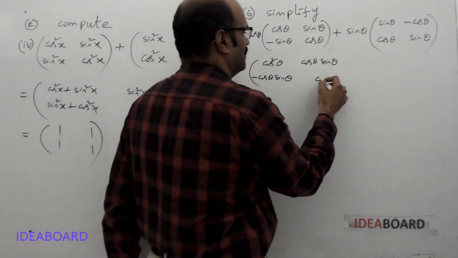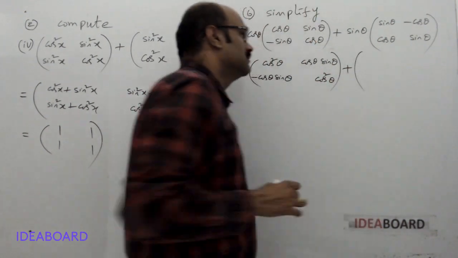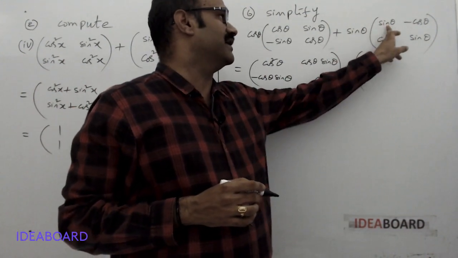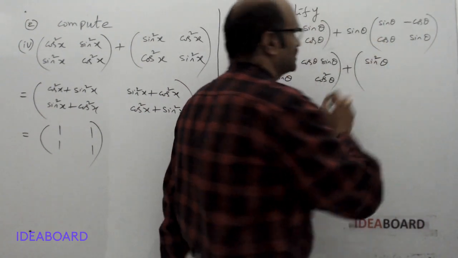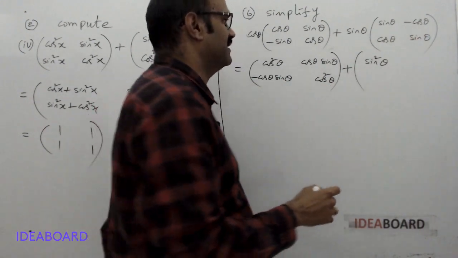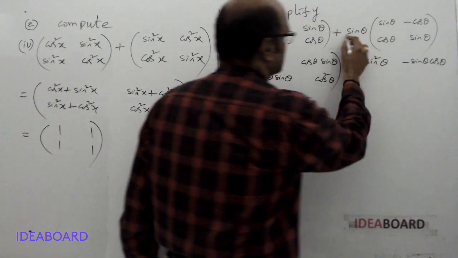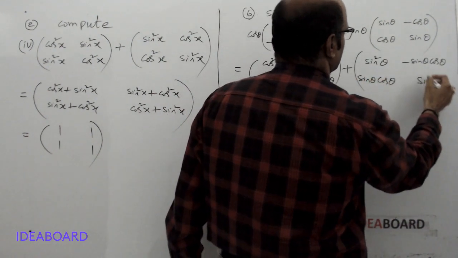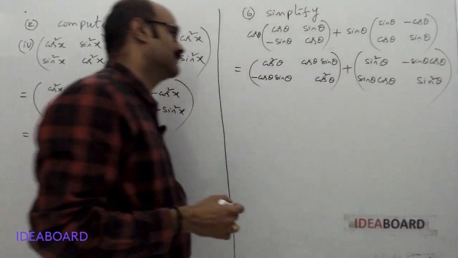cos theta into cos theta, cos square theta. Plus sin theta into sin theta equal to sin square theta here, sin square theta. Next, sin theta into minus cos theta equal to minus sin theta into cos theta, sin theta into cos theta, sin theta into sin theta equal to sin square theta.